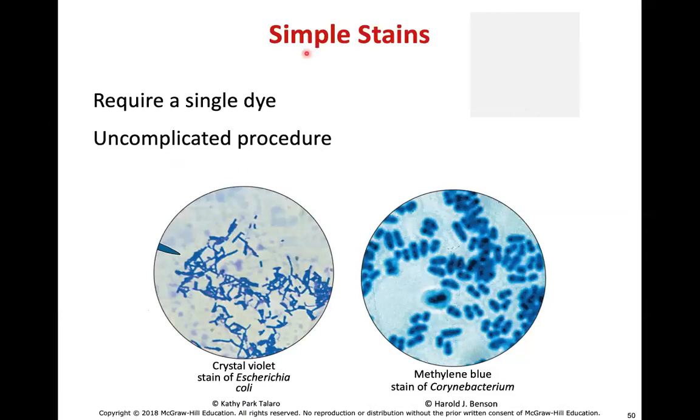Simple stains require a single dye. It's a pretty simple procedure. One of the lab exercises that you'll work with in this online course is you will look at simple staining. The main purpose of simple staining is just to add contrast to the cells so that it's easier to focus. You are not learning anything about the properties of the cell, like, is it gram positive, is it gram negative? That would not be something that you can determine from a simple stain.